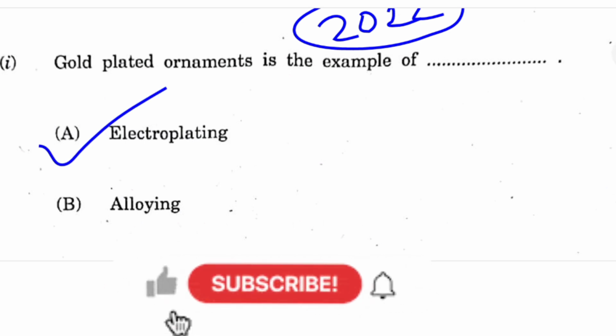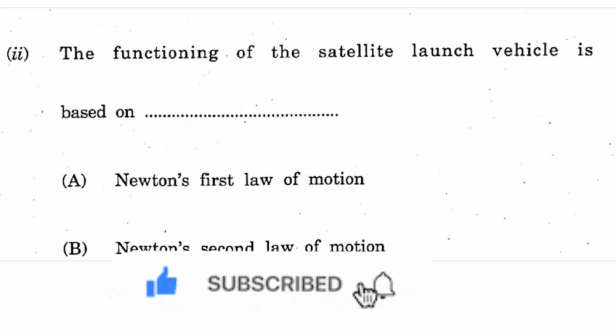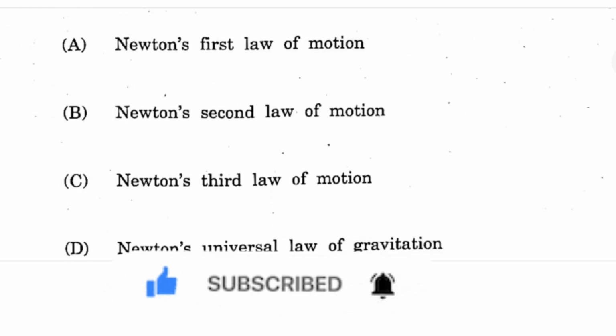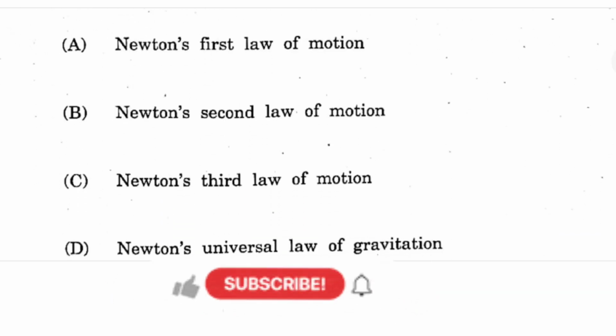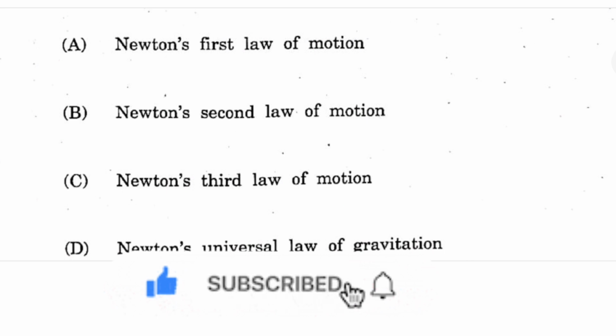Next, the functioning of a satellite launch vehicle is based on Newton's first law of motion, Newton's second law of motion, Newton's third law of motion, or Newton's universal law of gravitation. Out of these four options, we have to choose the correct option by which satellites are launched into space.